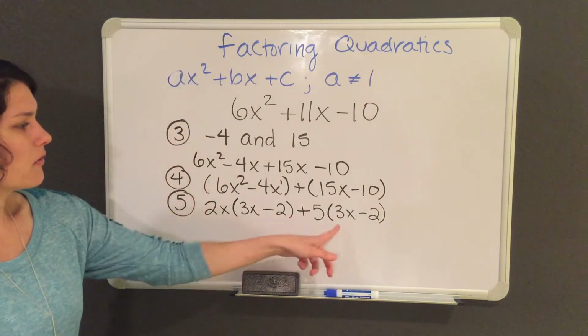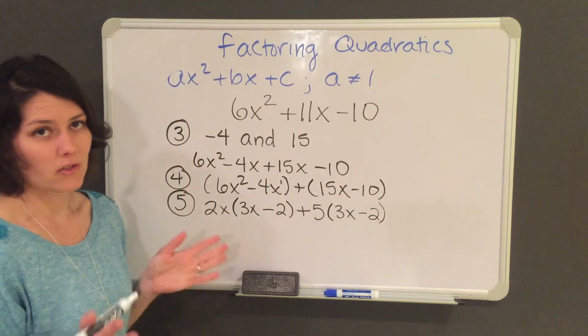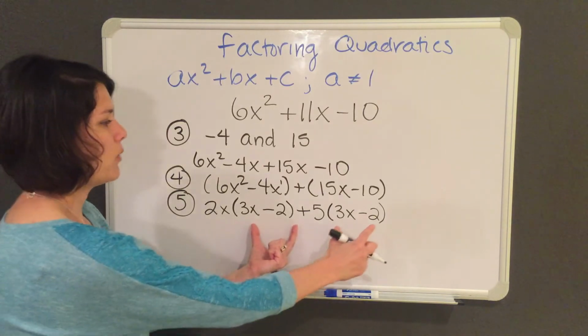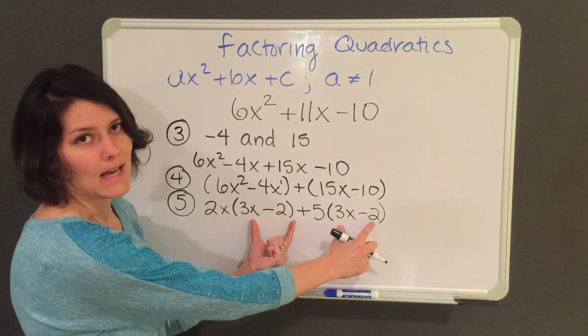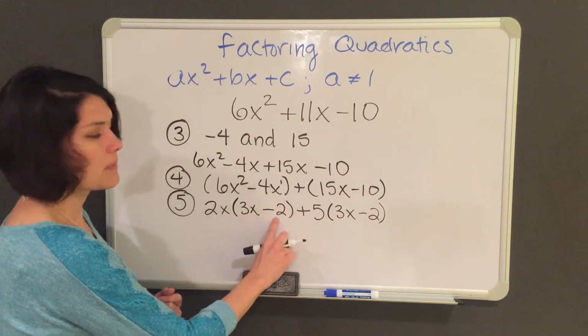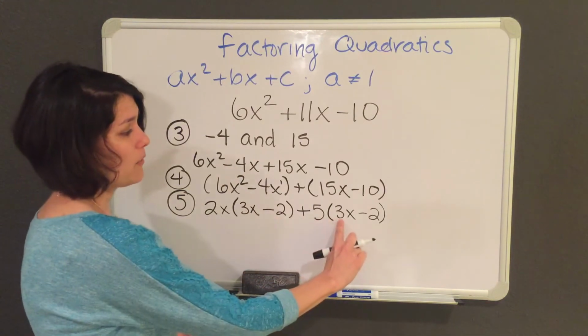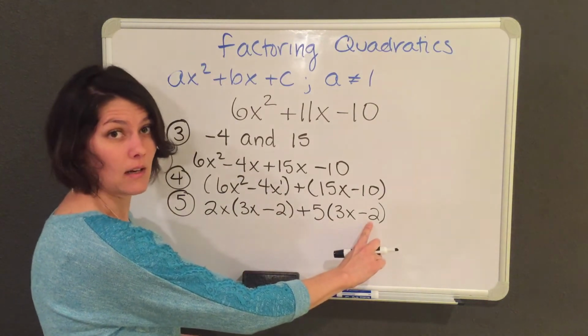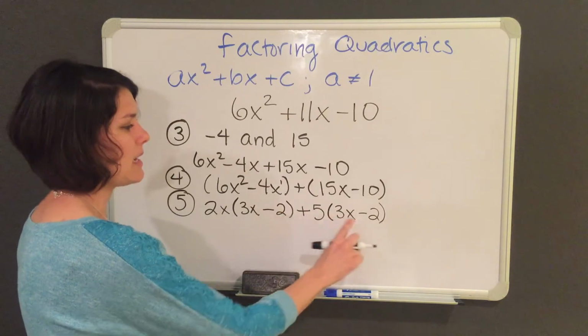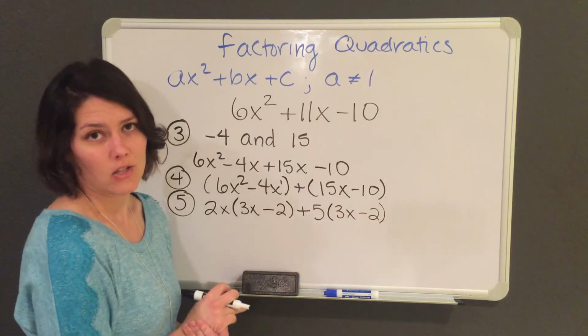Now when you finish factoring out the greatest common factor, what should always happen is whatever you have left over should be the exact same. So I have 3x minus 2 here. I will also have a 3x minus 2 here. So if you end up not getting the same thing, you need to go back and check some work.